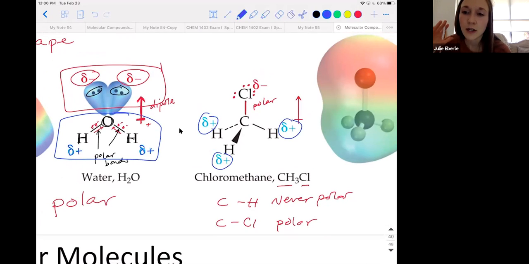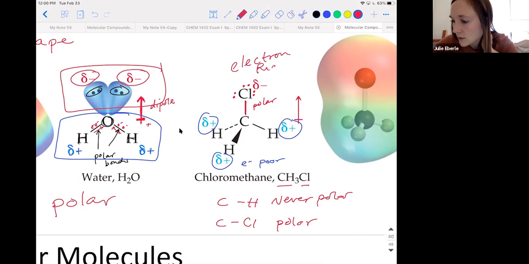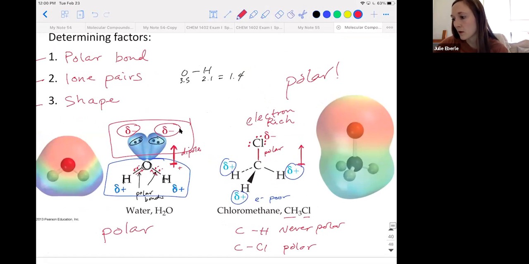You're going to hear me say this phrase, electron deficient or electron poor. All the electrons are shifted towards the chlorine. That chlorine is very electronegative. It wants to hog the electrons in the structure. So this side up here with the chlorine is electron rich or electron dense. And therefore you can draw the dipole in like that. It doesn't cancel out with anything.